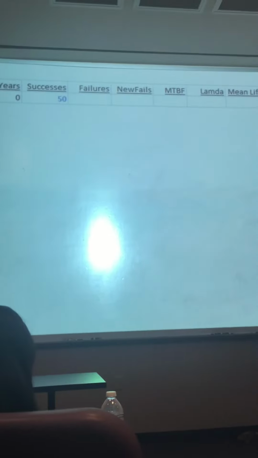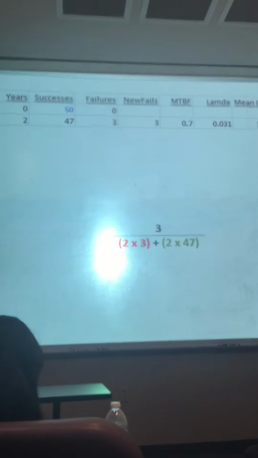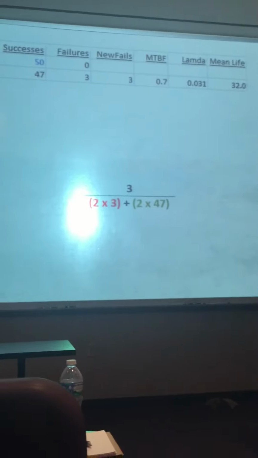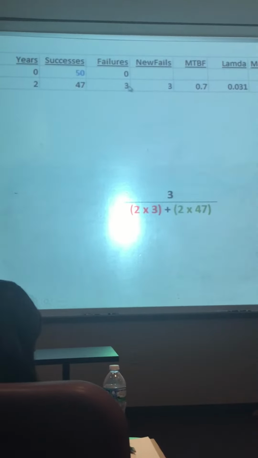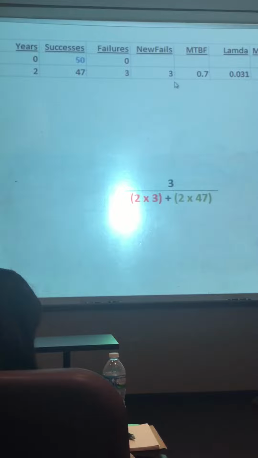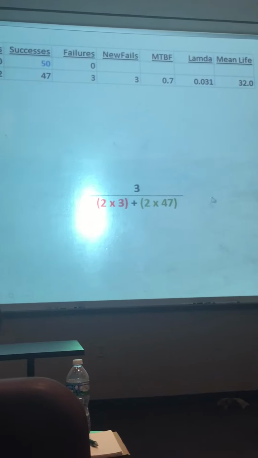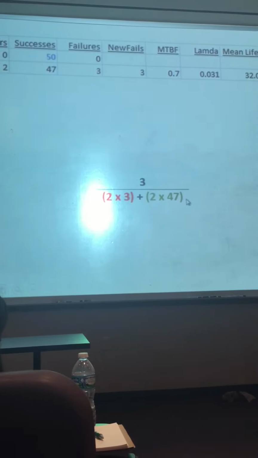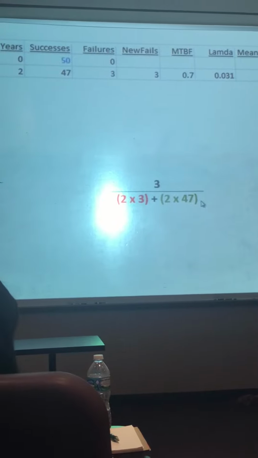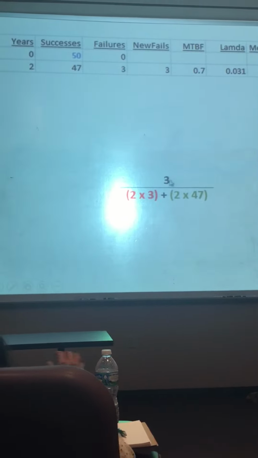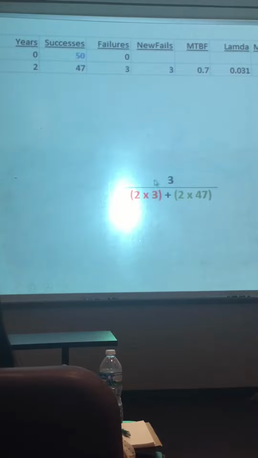This is, basically, my progression. So I might start running a test, and it turns out that after 2 years, 3 have failed. So there's 3 new failures in 2 years. This formula that's growing here is the formula for calculating what that lambda is. So I've had 3 failures.